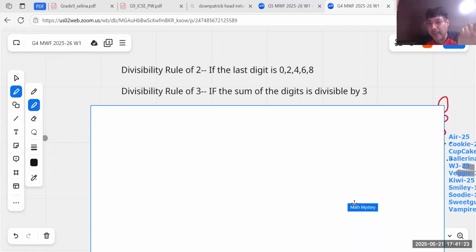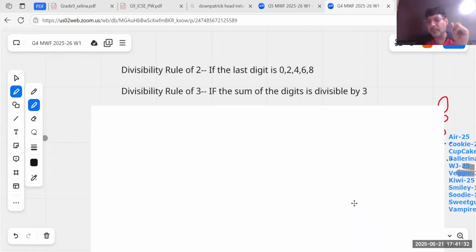So what is the divisibility rule of 3? Once again, speak 5 times. If the sum of the digits is divisible by 3. Shanaya, Shaira, I can't hear you. Miraya, I should hear. If the sum of the digits is divisible by 3.